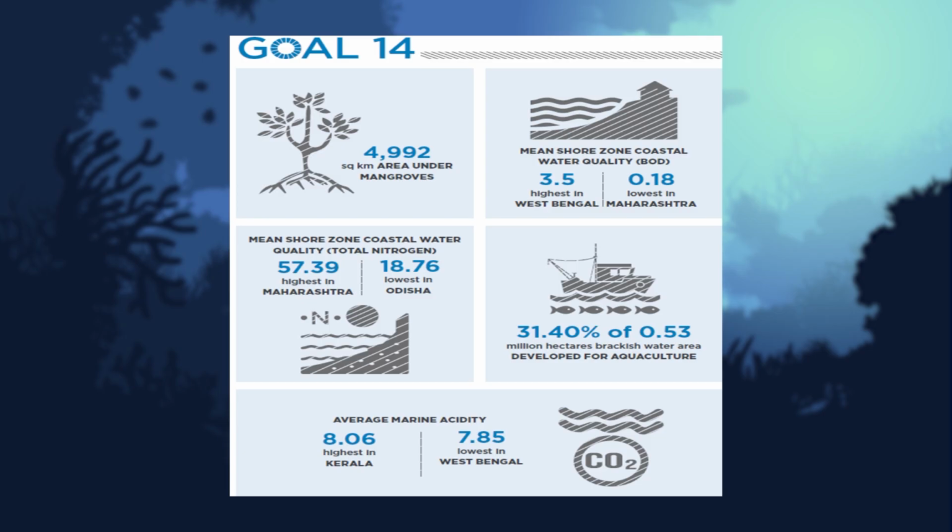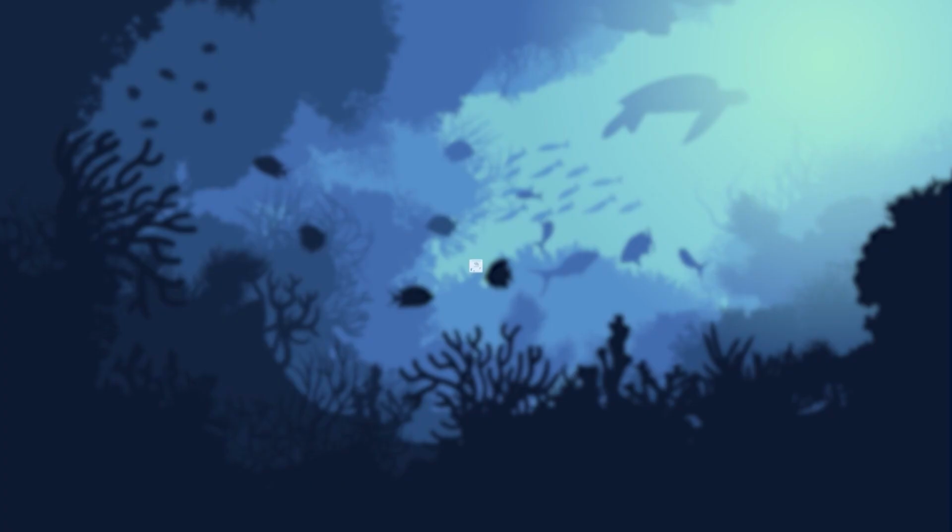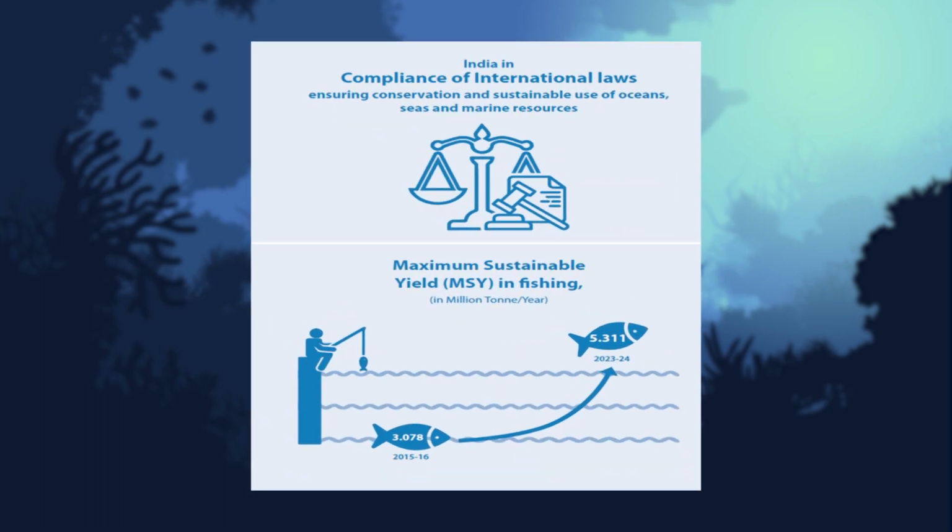When it looks into fisheries, 31.40% of 0.53 million hectares of brackish water are developed for aquaculture. That means we are trying to reduce the pressure on natural fishing in the ocean area, to maintain maximum sustainable yield and the natural environment. Okay, we are trying to improve it. At the same time, when we look into average marine acidity, West Bengal is lowest. So from one state to another, from time to time, it is changing. Okay, we need to improve.